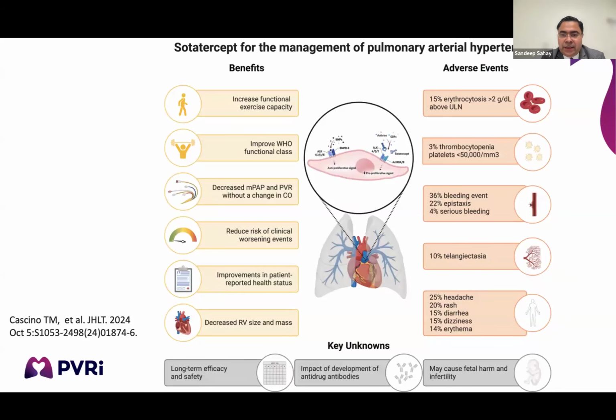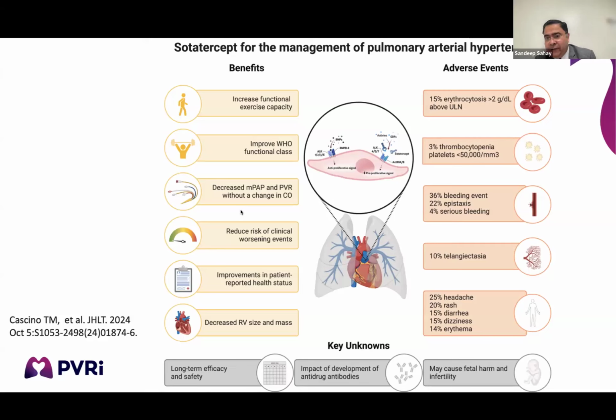So to summarize all these findings, yes, there was improvement in the functional capacity, functional class improved, and mean PAP and PVR improved without a change in the cardiac output. There was some evidence of reduced risk of clinical worsening events and improvement in patient-reported outcomes as well. On the imaging side, there was improvement in the RV size and mass.